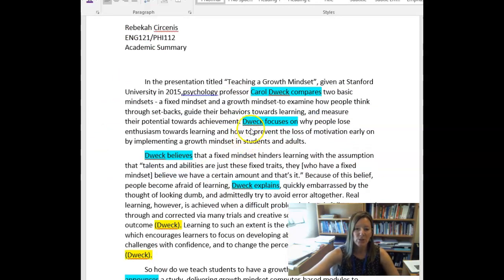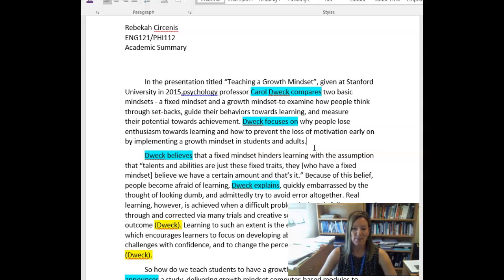And notice that she uses author tags both when she's quoting Dweck, as in right here, but also when she's just borrowing ideas that are not necessarily word for word. So it's important to credit that information, whether it's coming in the form of a quotation or whether you're just representing those words, those ideas in your own words. Both of those things need to be tagged.